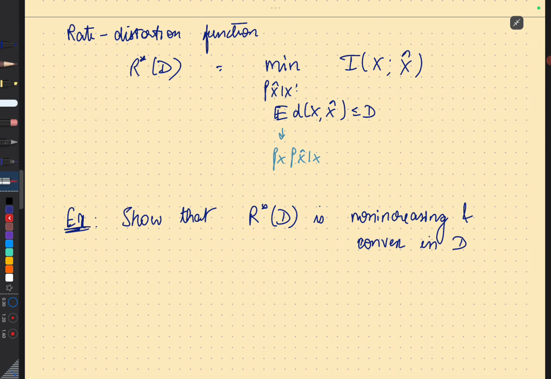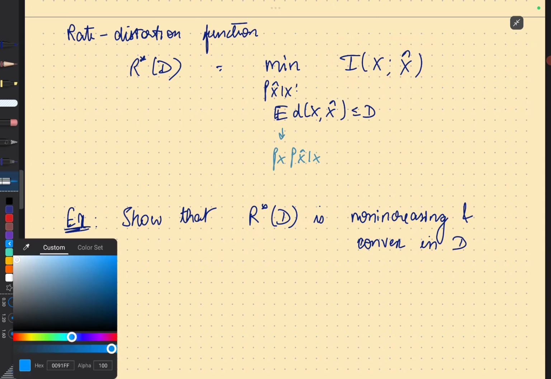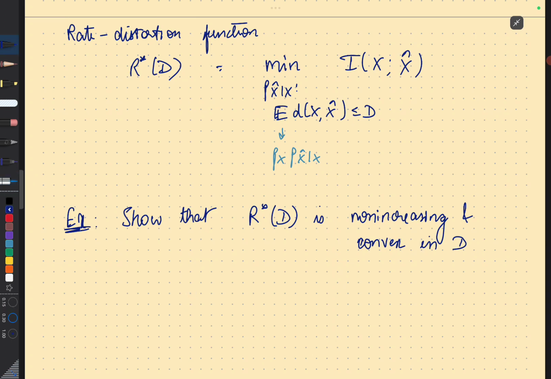It requires a little more analysis, but you can think about it. The second is how do you prove that it is convex in D? One thing is, if you look at the mutual information, this is a function of p(x, x hat), or if I write it out explicitly, I can write this as a function of p(x) and p(x hat given x).